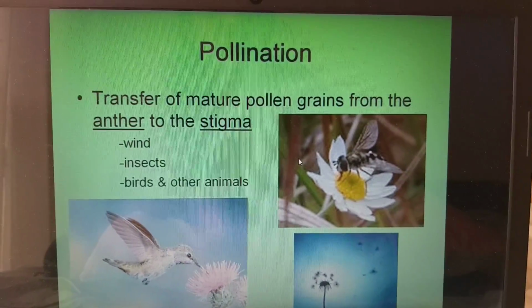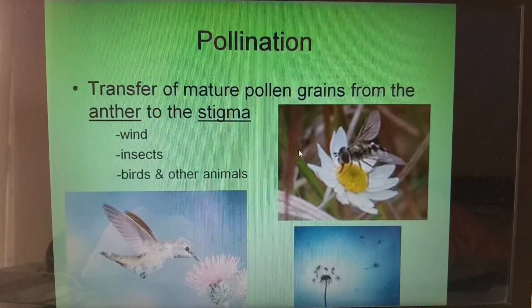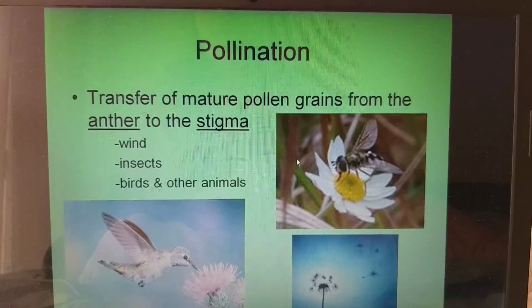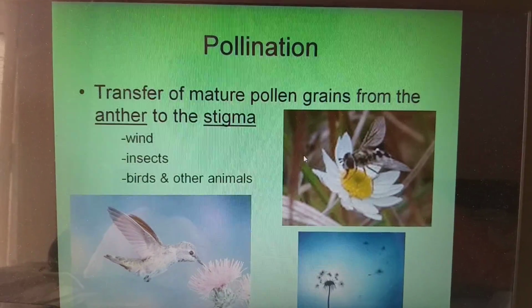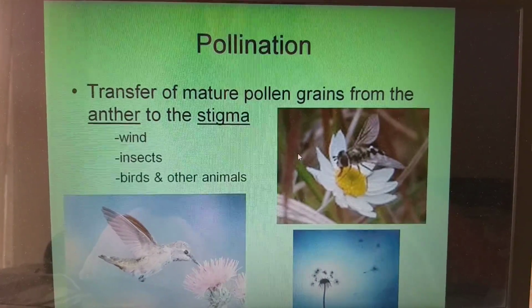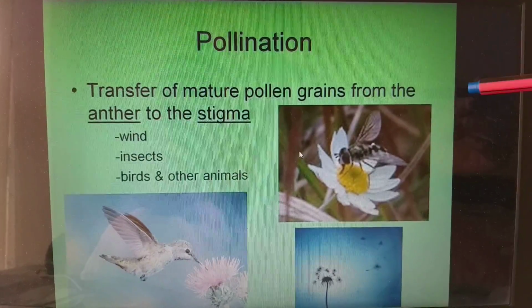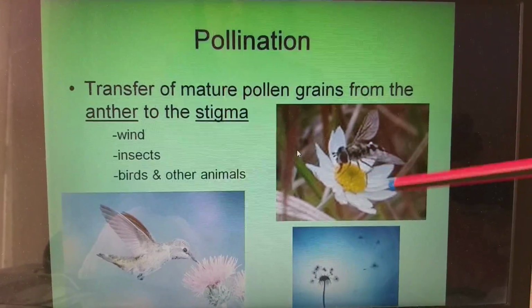Next, pollination. The transfer of mature pollen grain from the anther to the stigma, we call this process pollination. Wind, insects, birds and other animals also work for pollination. The major part to attract these insects, birds and other animals is the colored petals.